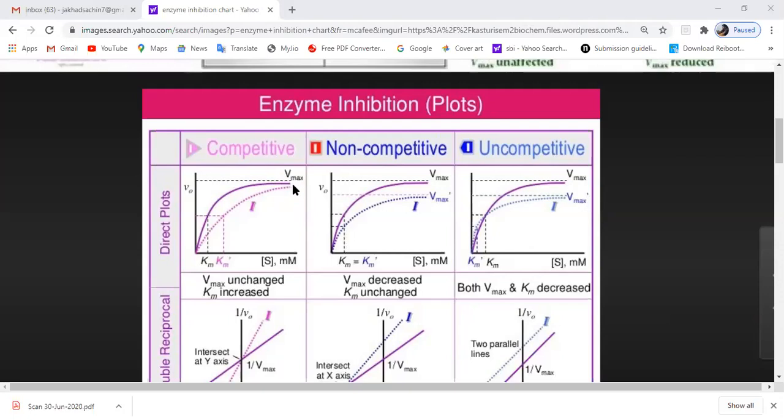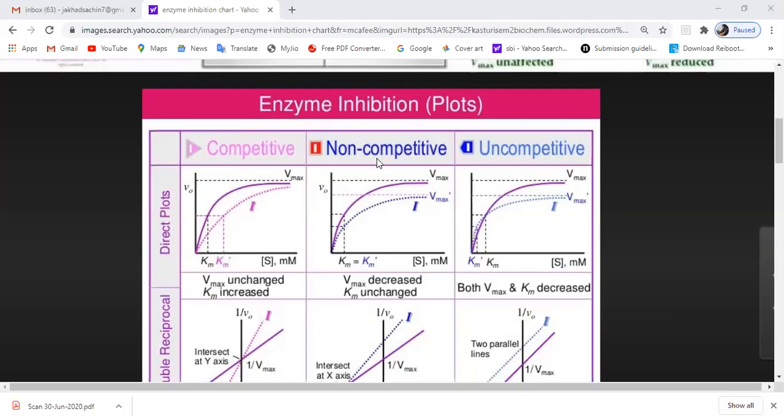So there is no change in V maximum value, it remains unchanged, but you will see this Km value will shift here. Because the V maximum is here, we find the half value, draw a perpendicular line, and then we will see that Km and Km dash are different. So the Km is increased. So this is competitive inhibition.